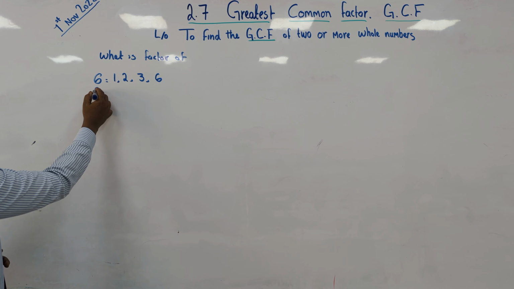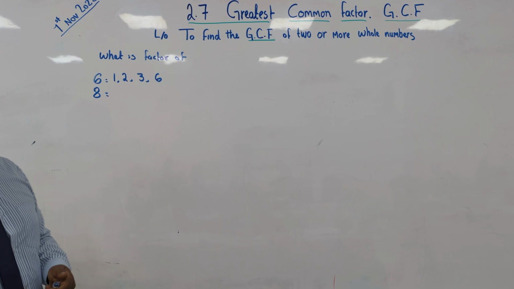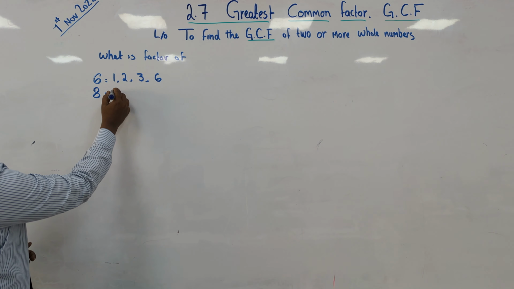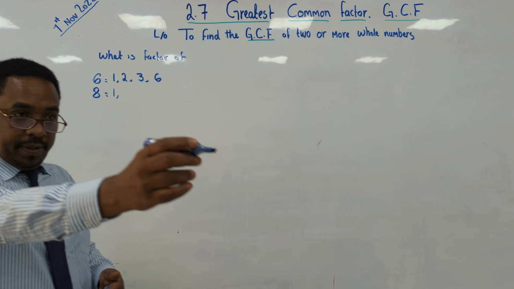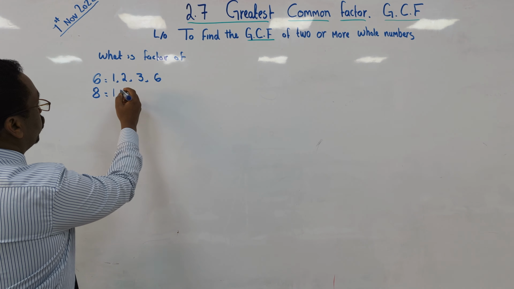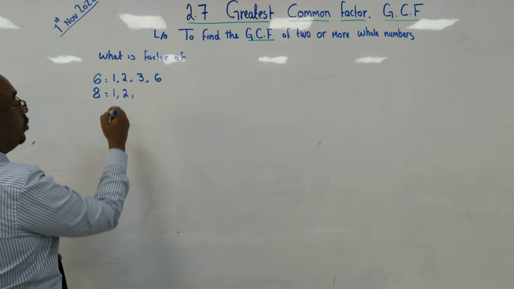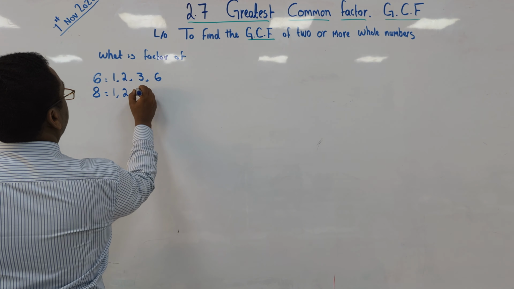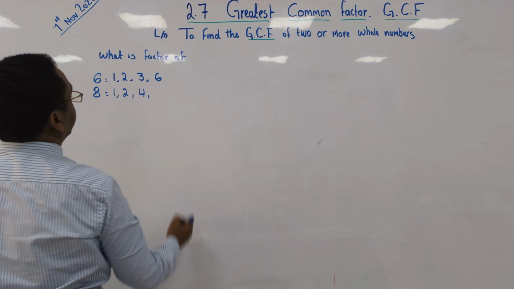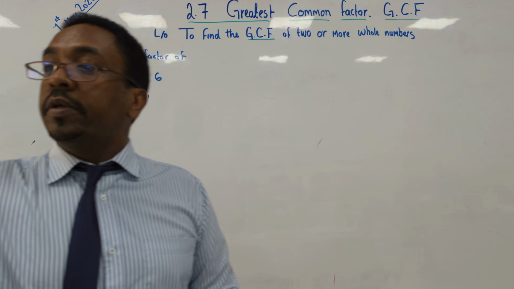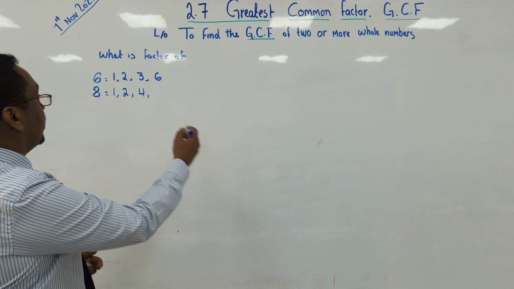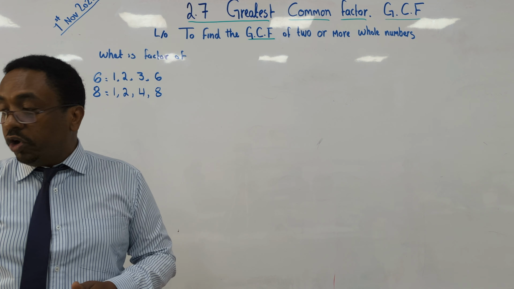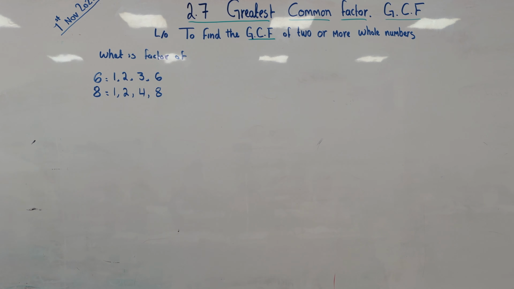What are the factors of 8? Let's start. We always start with 1. Then 2. So 2 is also a factor, right? What else? 4. 4 is a factor of 8 as well. And what else? 8 is a factor of 8, right? Is that all we have? Yes, good. Now, have a look at this.